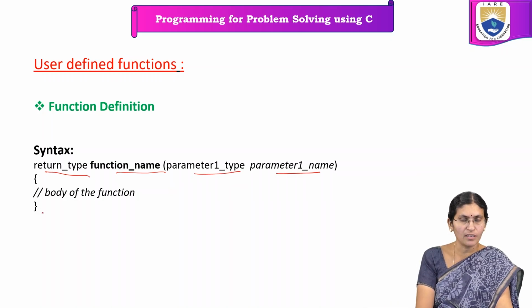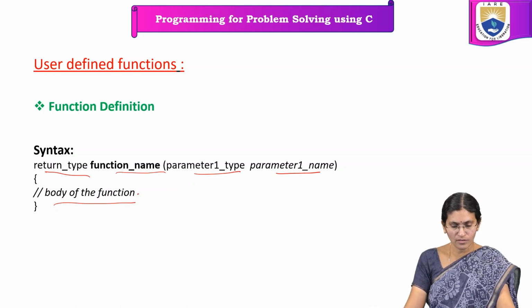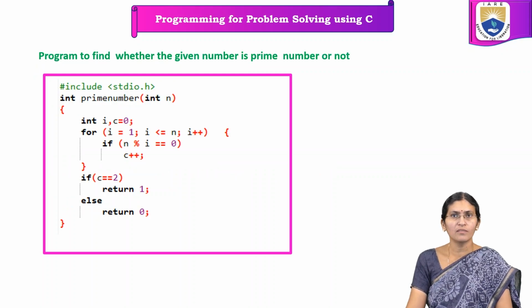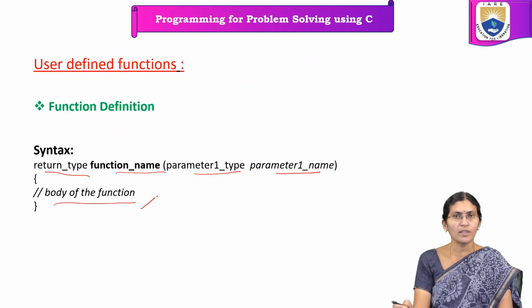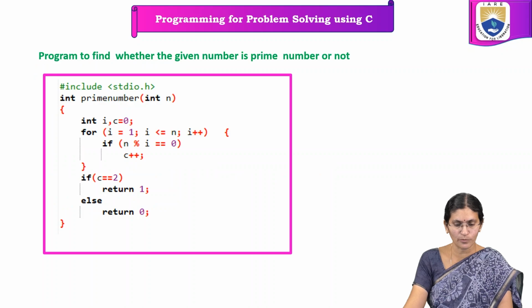Inside the curly braces is the block of code, or body of the function, which is written. Next, the function call. The function definition is invoked only when it is called, and that is called a function call. Let us see these different elements of user-defined functions with the help of programs.